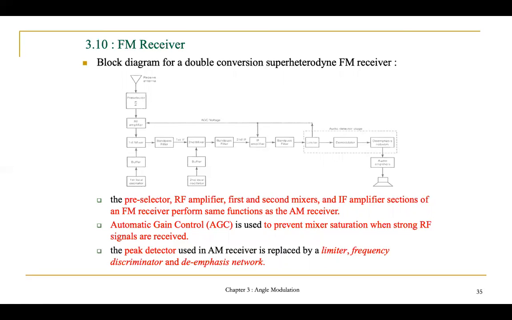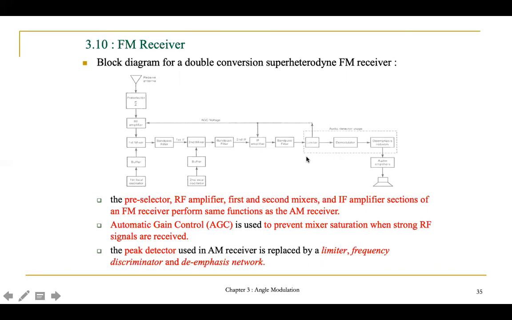All of these components have the same function as the ones in the AM receiver in chapter 2. These components we call the AGC, automatic gain control. Its function is to prevent mixer saturation when strong RF signals are received.